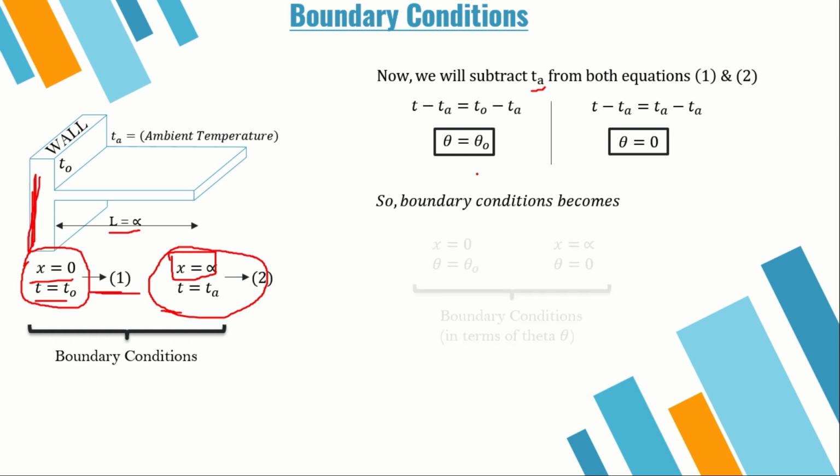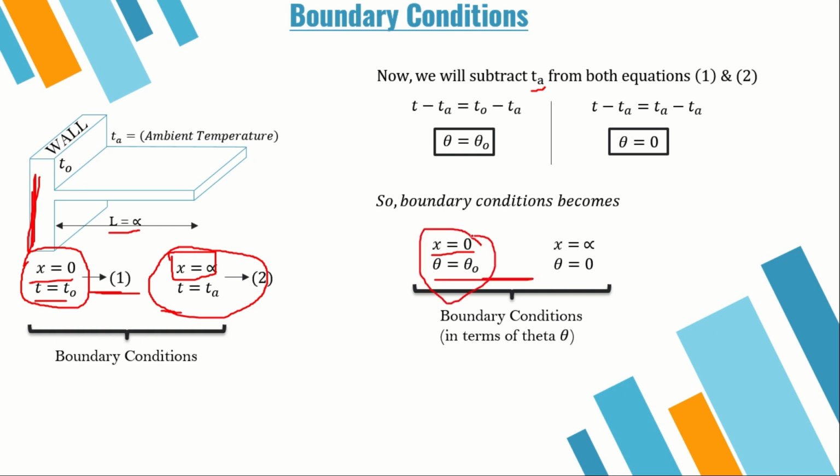So now the new boundary conditions become as follows. At the starting point, x is equal to 0 and theta is equal to theta naught. We have already proved this. And at x is equal to infinity, theta, that is the temperature difference, is 0. So this is how we change the boundary conditions according to the variable we let, that is, in terms of theta.